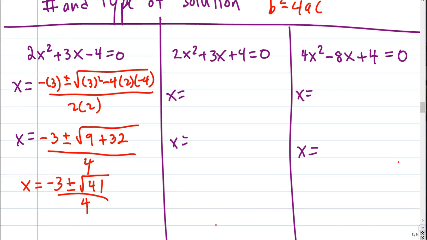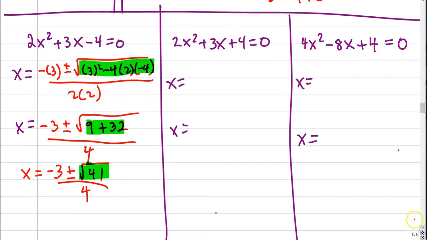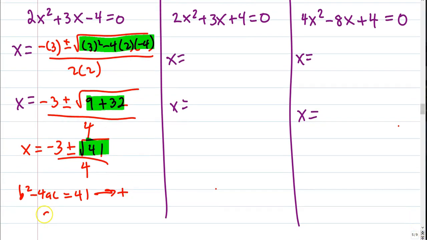I could answer this question. How many solutions are there? What type? Well, all I really need to look at is this, because there's a square root of 41 there. That 41 is positive. So plus or minus a positive number is going to give me two real solutions. The b squared minus 4ac is 41, which means it is positive, which means that there are what? We said two real solutions.